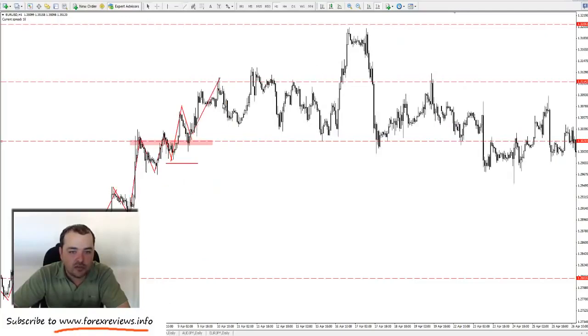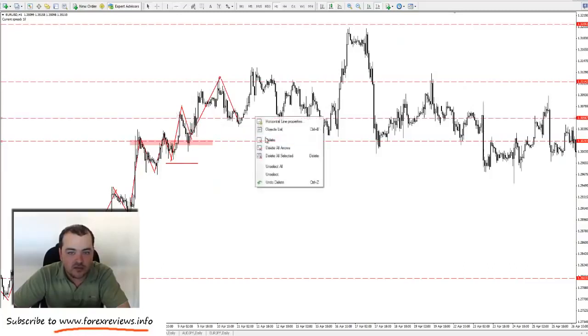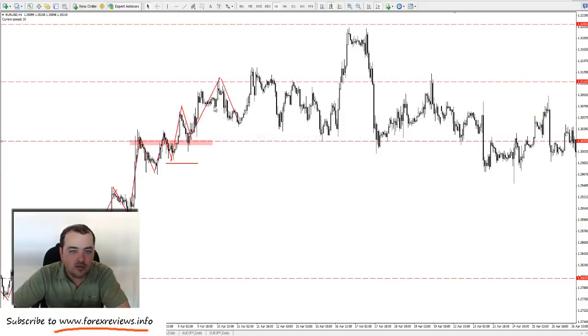Let's have a look at this. Impulse high breaks the highs. We get a pullback. Look to the left, and it's around that area. And then the price moves higher. And price will tend to keep doing this over and over and over again.